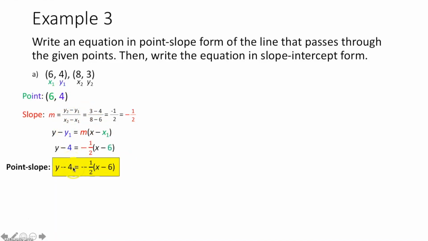So this is my point slope form of my equation. Next, I need to write this in slope intercept form. What is slope intercept form? That's y equals mx plus b. So I need to get y by itself on this side of the equation. So I'm going to eventually add 4 to both sides, right?